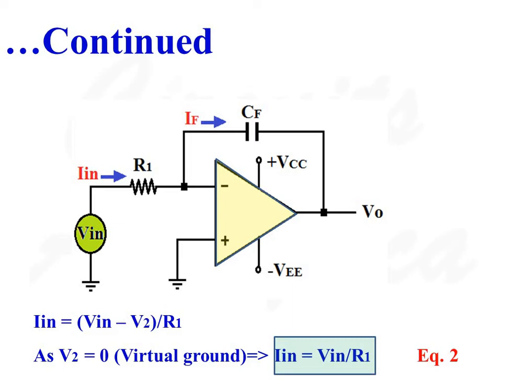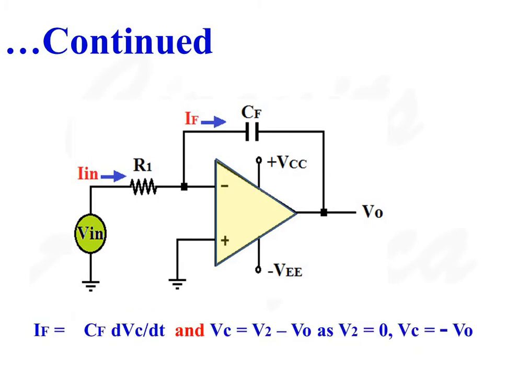Now let us find In. In is the current flow through resistance R1, which can be written as voltage drop across resistance R1 divided by R1. Voltage drop across resistance R1 is equal to Vin minus V2. Therefore, we can write In is equal to (Vin minus V2) divided by R1. As V2 is equal to 0, we will get In is equal to Vin divided by R1, equation number 2.